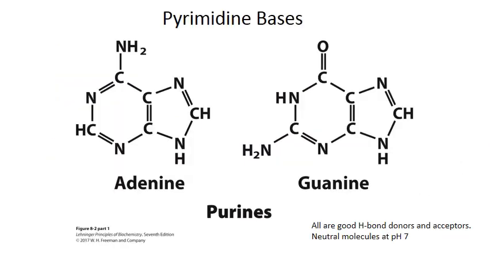So first we'll be looking at the purines, and we have two purines, the adenine and the guanine. And we can see that they both have the double ring structure containing both carbon and nitrogen. Obviously, I'm not very good at drawing with this pen. Anyway, all are good at hydrogen bonding, and we'll look at the hydrogen bonding between these purines. And these molecules are both neutral at pH 7, so they do not have a charge on them at pH 7.